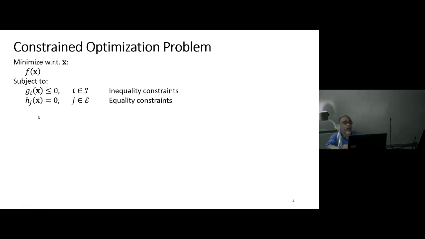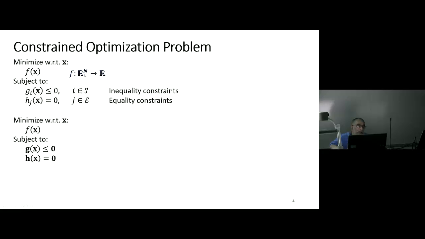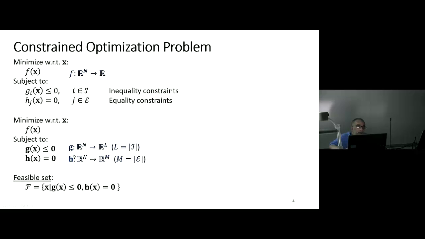This is a constraint optimization problem. These are the inequality constraints, and these are the equality constraints in scalar form. And this is the objective function, f of x, which is a mapping from n dimensions, which is the domain of x, into scalar. And in vector form, we can write it in this manner. G and H here are vector functions. And this is the feasible set. F is the set of all x's which satisfy the constraints. Both the inequality and the equality constraints are satisfied.